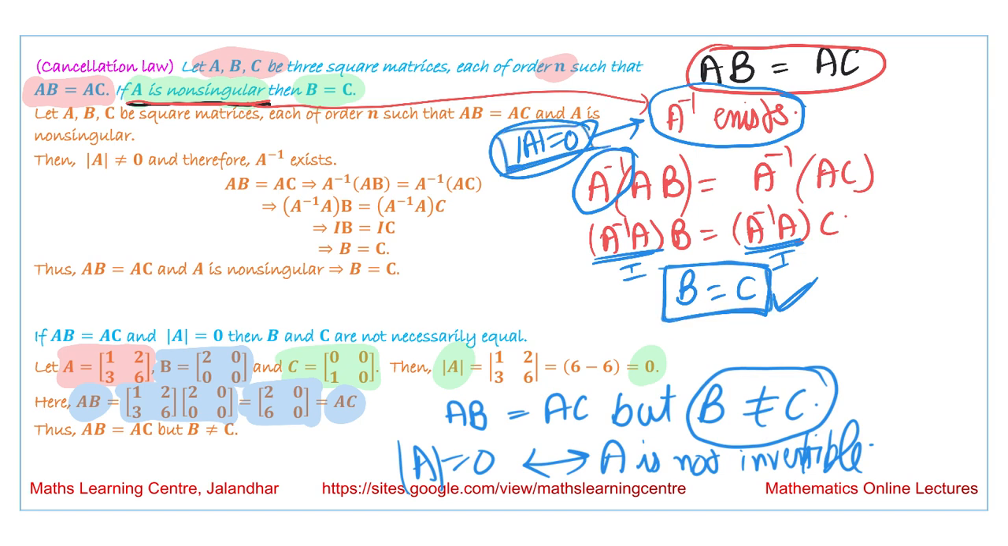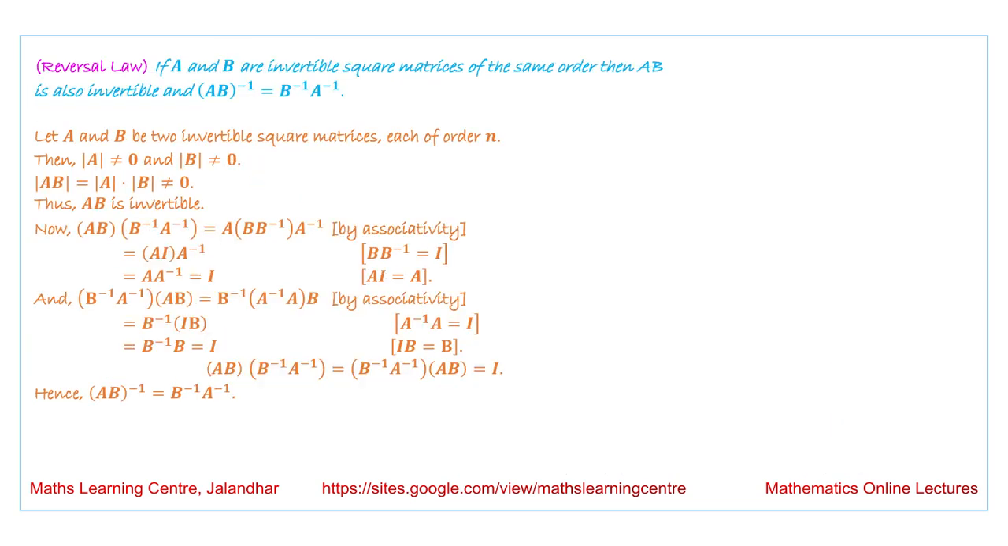This is the condition that we have. We are saying that if A is non-singular, that is, if determinant of A is not equal to 0, then B will always be equal to C, and if the determinant is equal to 0, then it is not necessary that B is equal to C. So cancellation law only holds when A is non-singular.